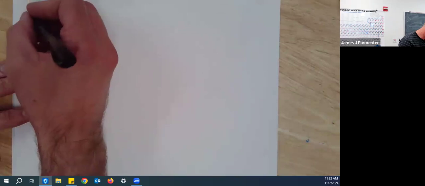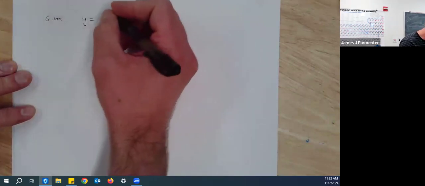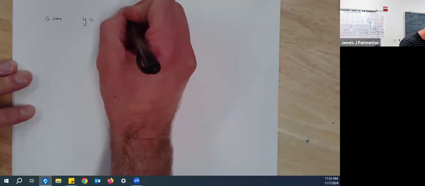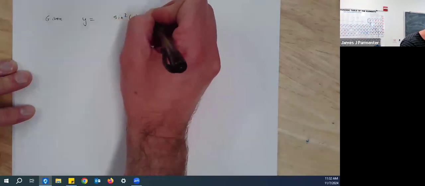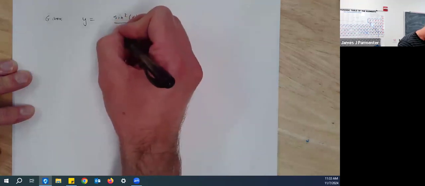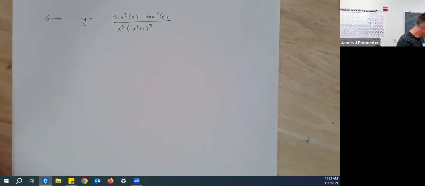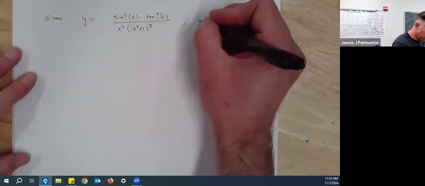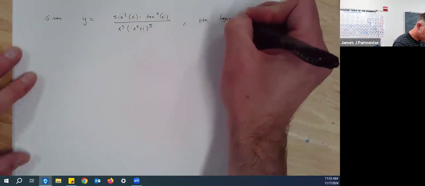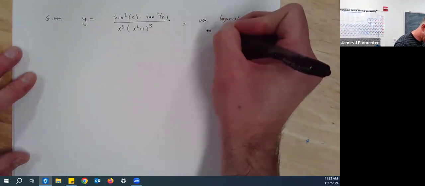So let's say we are given y equal to, yes, this is gross, sine squared of x times tangent to the 4th of x over x cubed times x squared plus 1 to the 5th. It's slightly different from problem 35 in the textbook. Use logarithmic differentiation to find y prime.